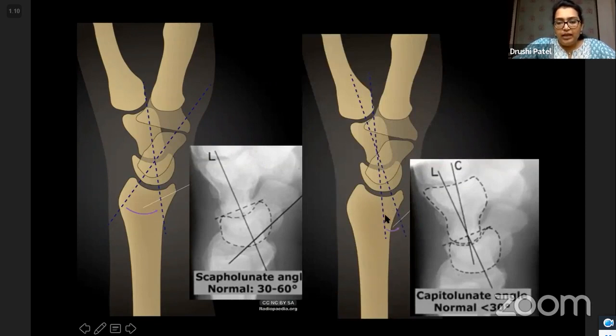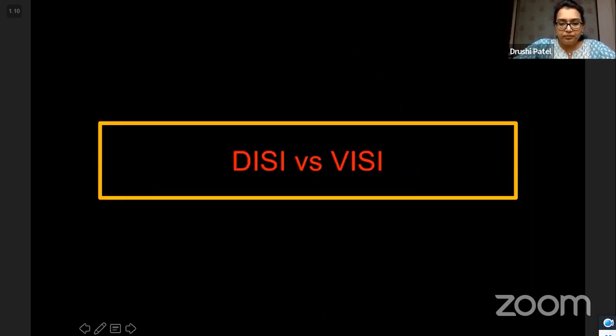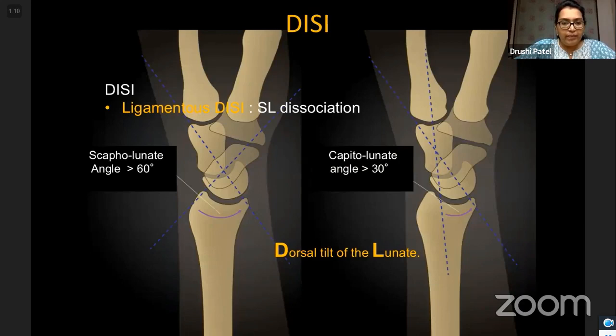The capitate and the lunate axis, the angle they make is the capitolunate angle, which is normally less than 30 degrees. One more angle, which is important to establish that the radius and the carpal bones are in alignment, is the radiolunate angle. That goes along the long axis of the distal radius and the lunate axis. The radiolunate angle should be less than 15 degrees. We have briefly seen DISI and VISI resulting from the ligamentous injuries. So let's just do a recap. When there's a dorsal tilt of the lunate, that is DISI.